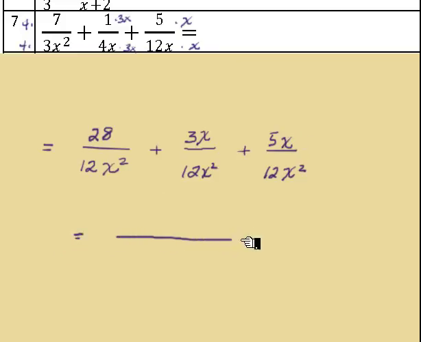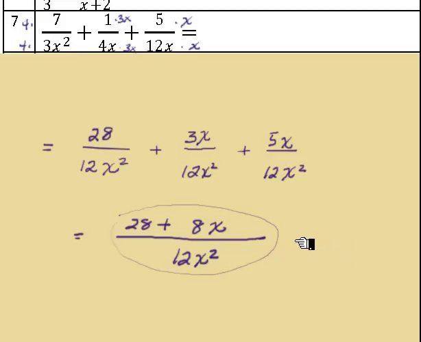Now let's add these fractions, put them over the common denominator of 12x squared. So we have 28 plus 3x plus 5x. That's 8x. And notice that we can reduce this. We can divide top and bottom by 4. All the coefficients are divisible by 4. So let's do that. Divide 12 by 4, and we have 3, so that's 3x squared. 28 divided by 4, that's 7. And 8 divided by 4 is 2, so here we have 2x. All right, so this is reduced.